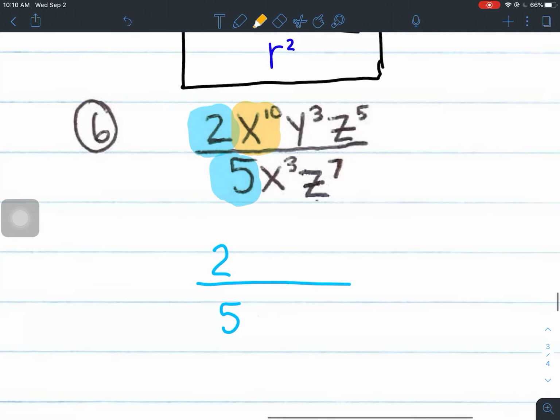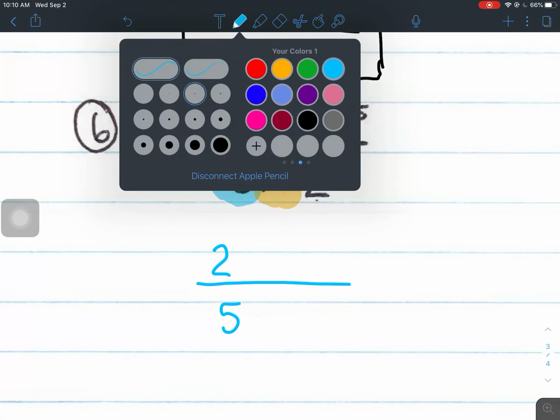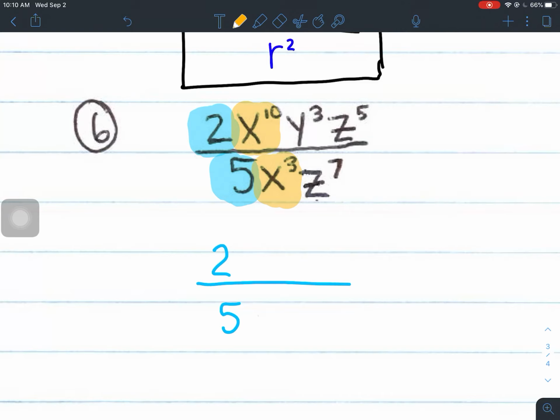Well, I have like bases with the x's. I have an x in the top and I have x's in the bottom. So then you go, where are there more x's? There's more x's in the top, because there's 10 in the top and there's only 3 in the bottom. So 10 in the numerator. How many more x's? 7 more, because 10 minus 3 is 7.